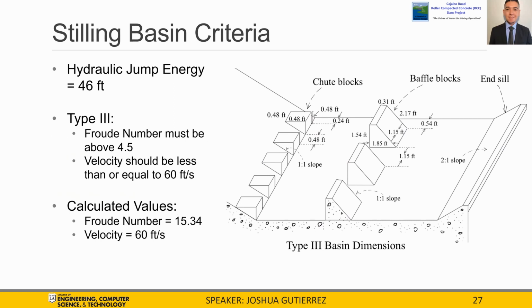A Type 3 sealing basin is recommended for conditions where the Froude number is greater than 4.5 and the incoming velocity is less than or equal to 60 feet per second. Our calculated values indicate the need for this type of sealing basin. We will take a closer look at some of the details of our design in the following slide.